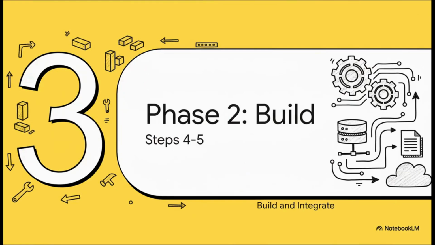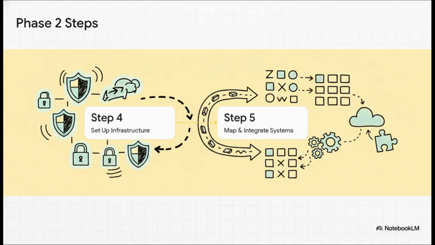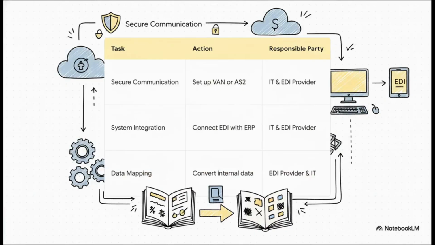Okay, so you've got a rock-solid plan. Now we move into phase 2, build and integrate. This is where all that planning, that technical blueprint, starts to become a real working system. This phase really has 2 main jobs. First, setting up all the secure plumbing to make sure data can flow safely. And second, mapping your internal data so it can be perfectly translated and integrated with your partner's systems.